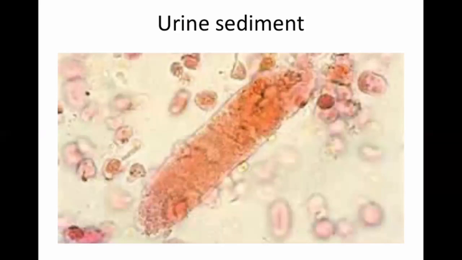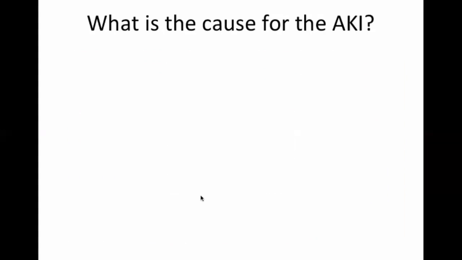So it's a cast, but it's not the typical red cell cast. With a red cell cast, you see red cells attached to the cast. It's more yellowish kind of a thing. This is something different. It's a more orange or brownish kind of appearance. And what do you think is the cause for this person's AKI? Anybody?